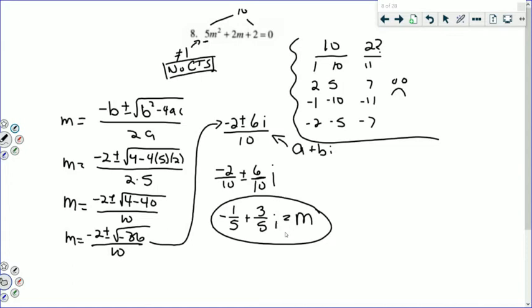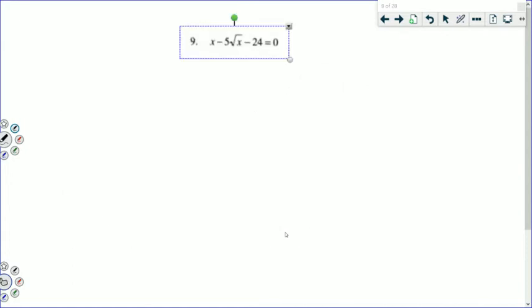Okay, on to the next problem. This problem looks a little scary, with the x and the square root of x and all that sort of stuff. You might be tempted to use the method for solving a square root equation, but this is actually a substitution-worthy equation. This would be nicer to work with if it was x squared minus 5x minus 24.